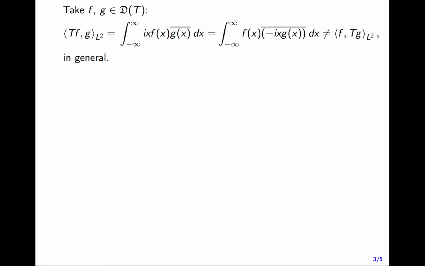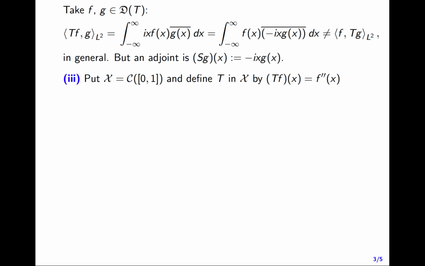And we see that, in general, it shouldn't be the inner product of f against tg, right? Because tg would just be ix g of x. Now we have a minus sign in here. However, the same calculation shows that an adjoint for t is s g of x defined to be minus ix g of x. Because if I look in the integral above and I replace minus ix g of x with s g of x, well then I have the adjoint relation right there.